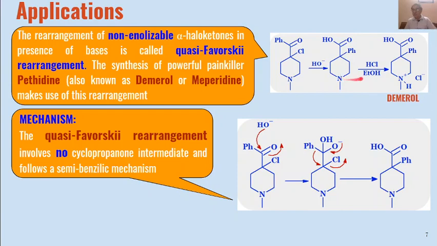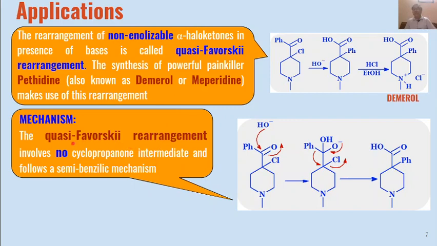So in the first instance, this is converted into this type of carboxylic acid, and when this is reacted with HCl and ethanol, we know that this is a tertiary amine. This will be converted into quaternary ammonium salts, and this is the structure for the analgesic or painkiller Demerol. So in the mechanism for formation of this, no cyclopropanone intermediate is formed, as we have seen in case of Favorskii rearrangement.